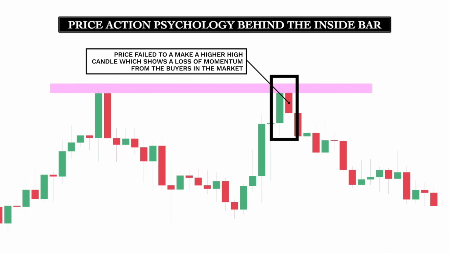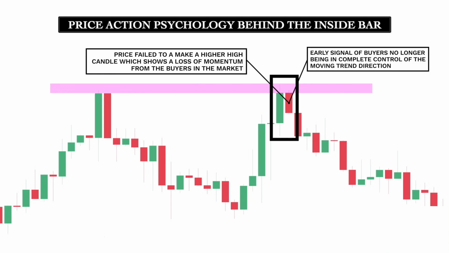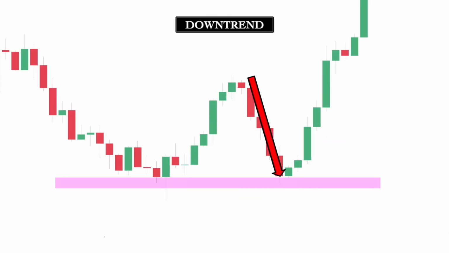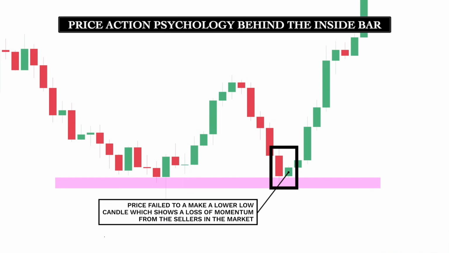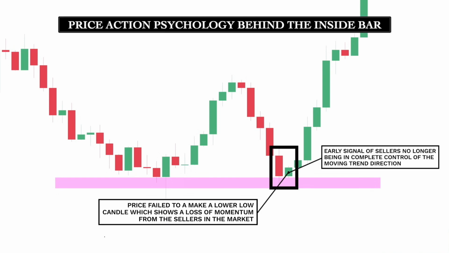Price failed to make a higher high, showing loss of momentum from buyers. In a downtrend, price hit support. Inside the bar formed, price failed to make a lower low, showing sellers lost momentum.